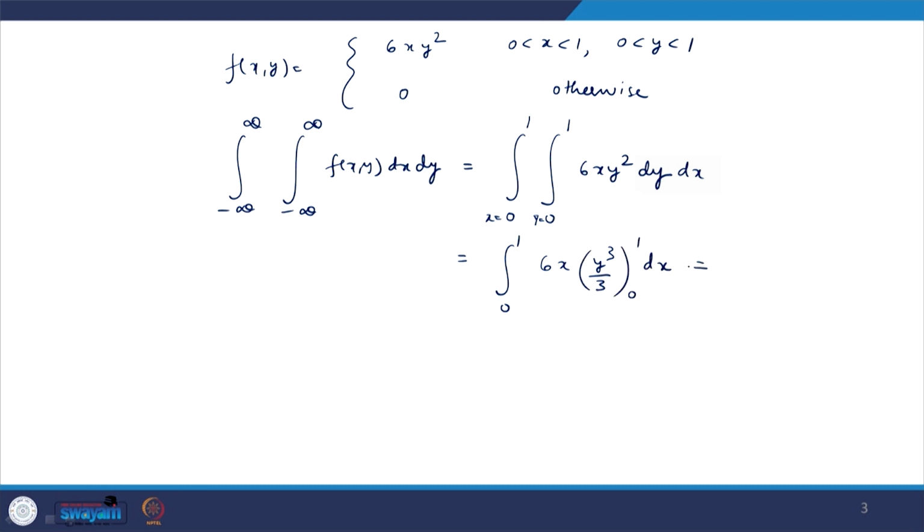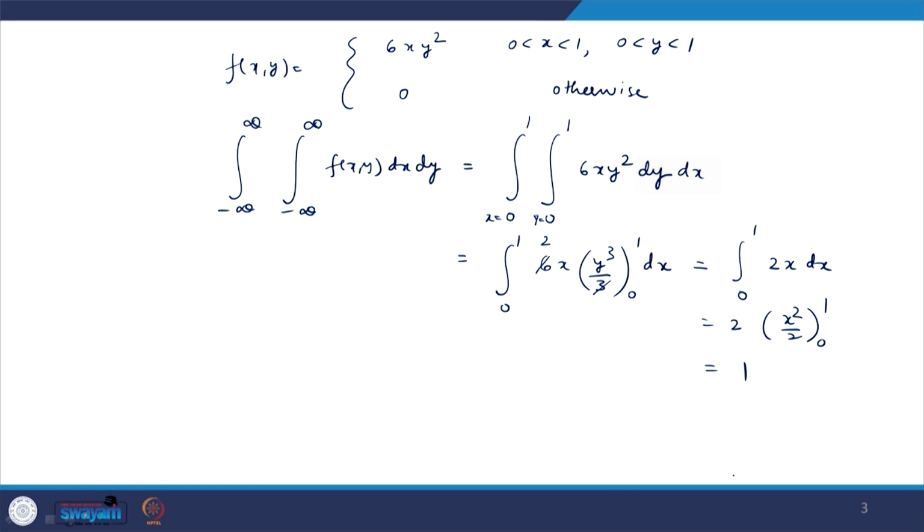So, this will be equal to, this cancels from 2 times. So, this is the integral from 0 to 1 of 2 x dx, which is simply 2 x square upon 2, from 0 to 1, which is 1. So, yes, it has come out to be 1, and of course, f(x, y) is greater than or equal to 0 for every x and y.